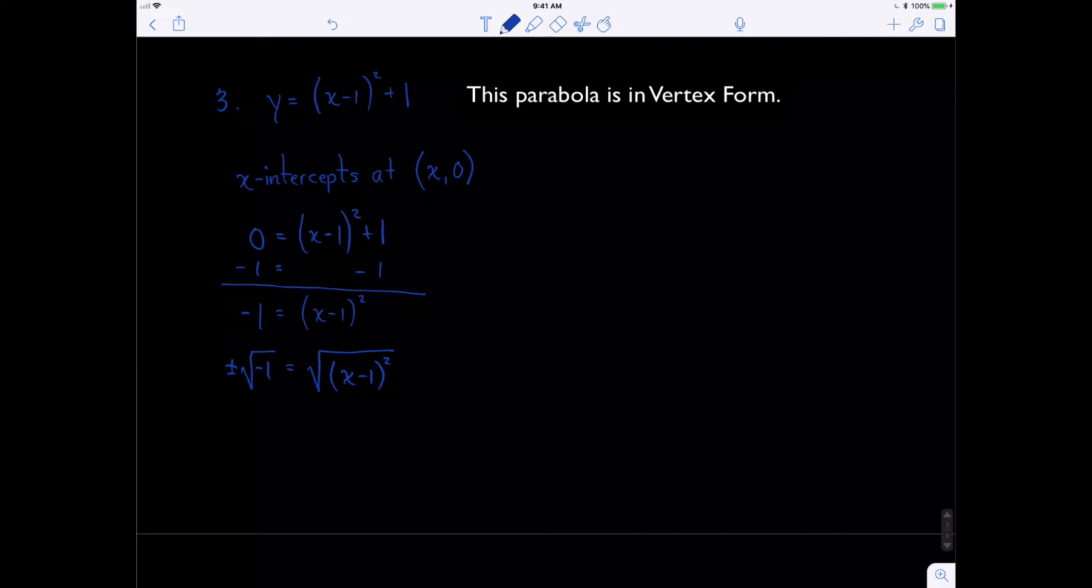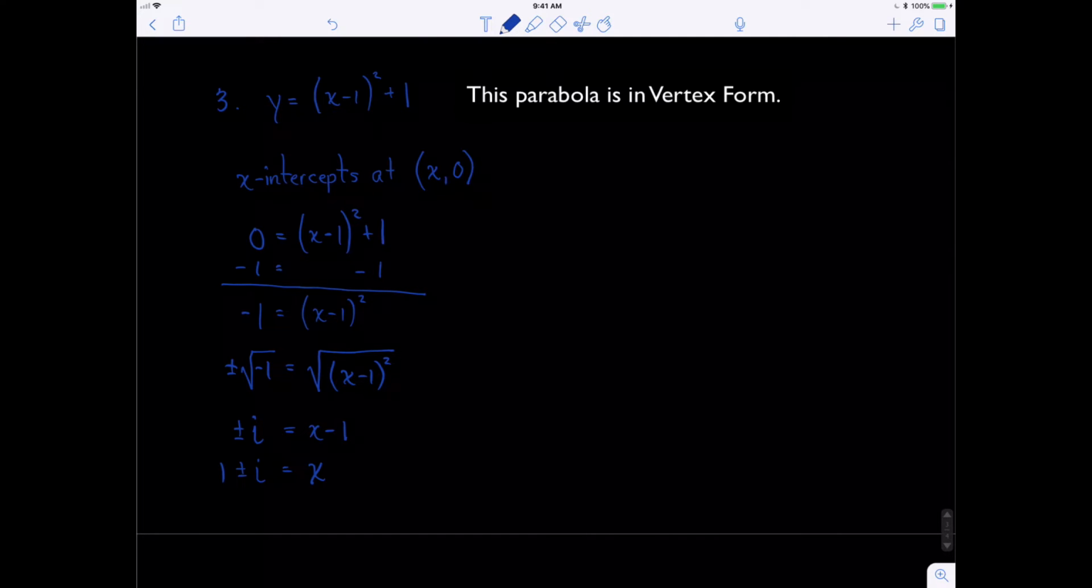And, whoa, the square root of negative 1, we learned earlier that that's just i. It's the complex number, and that's the imaginary component. And then I have an x minus 1. So let's add 1 to both sides, and I get 1 plus or minus i equals x.